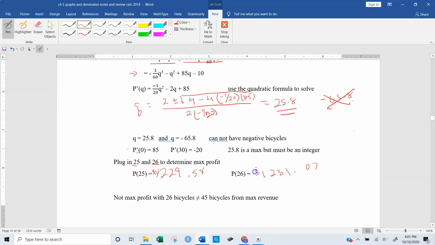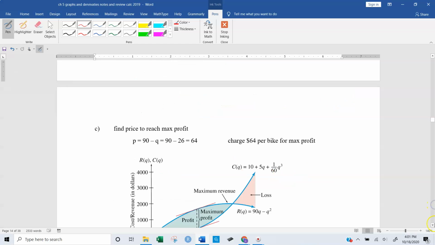And when you plug in 26, you get $1,231.07. So I'm going to make my max profit at 26 bikes, which you could have seen because 25.8 is closer to 26 than it is to 25. That is another way of knowing that. Either way, you have to plug it in to find your max profit.